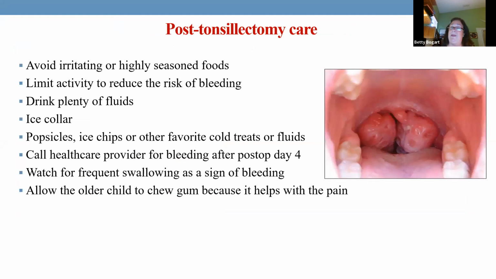Tonsils. Well, many children get adenoids, tonsils, tubes; this is a very routine procedure for children. They go in the morning and usually are out by the afternoon and sent home. So what are we going to do to teach parents? Very important teachings. Well, they shouldn't have any irritating or highly seasoned food. It's going to burn where they cut out those tonsils.